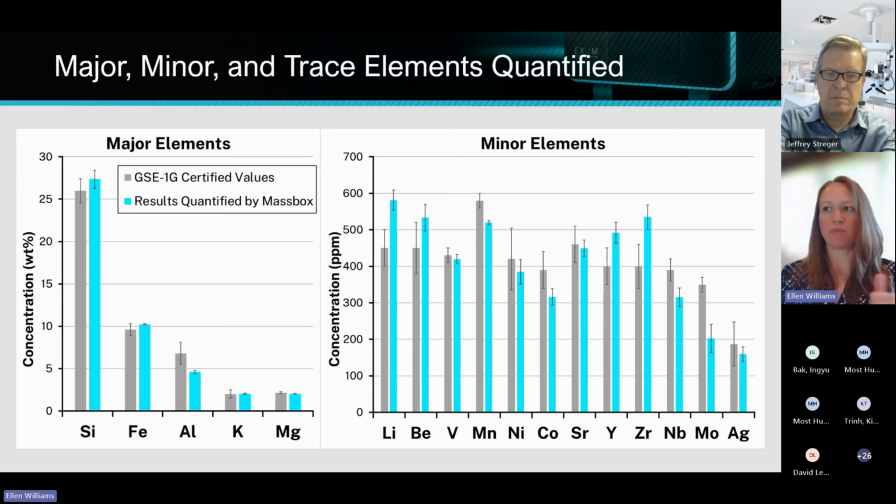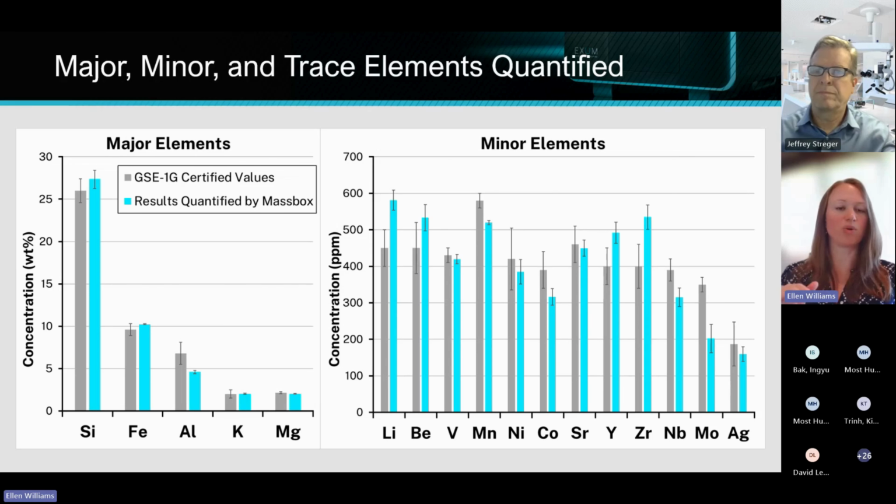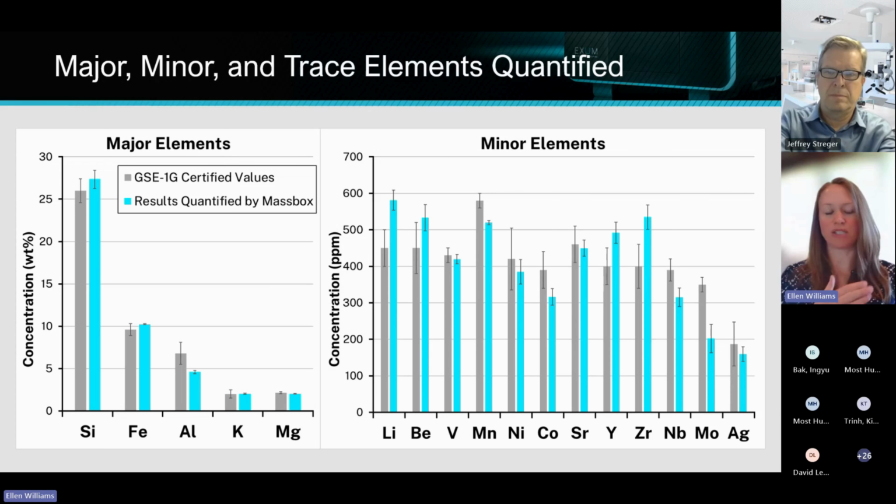But what you see are the blue bars, which are the results quantified by the Massbox, again, treating that 1G as an unknown, and then comparing those to the certified values. And the error bars on the Massbox's results are going to be the standard deviation across multiple raster areas. When we do a bulk composition, we'll do multiple millimeter scale raster areas in order to average across thousands of mass spectra to get a good bulk composition of the material. And then we look at those standard deviations in order to get a sense of the uncertainty.